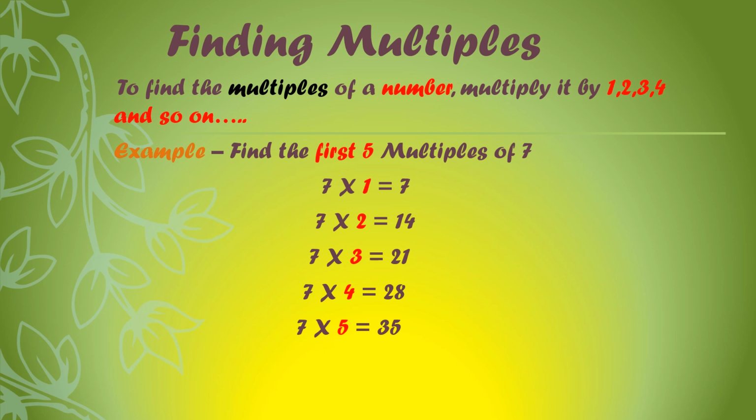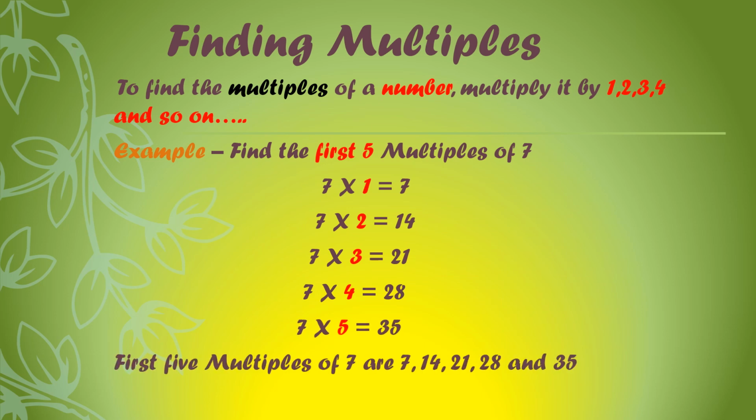So let's find: 7 multiplied by 1 equals 7. 7 multiplied by 2 equals 14. 7 multiplied by 3 equals 21. 7 multiplied by 4 equals 28. 7 multiplied by 5 equals 35. So children, the first 5 multiples of 7 are 7, 14, 21, 28 and 35.